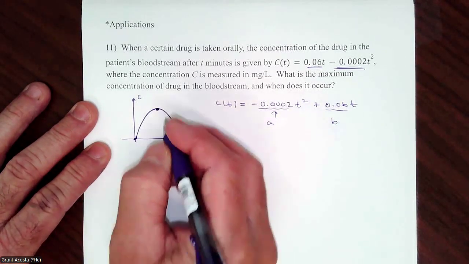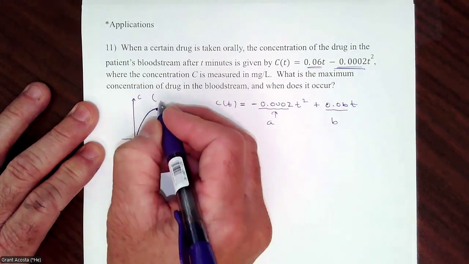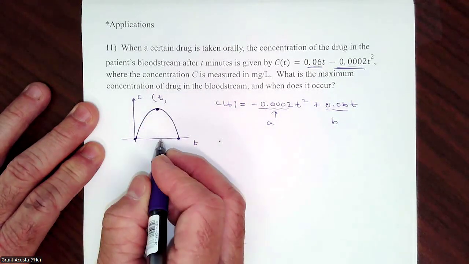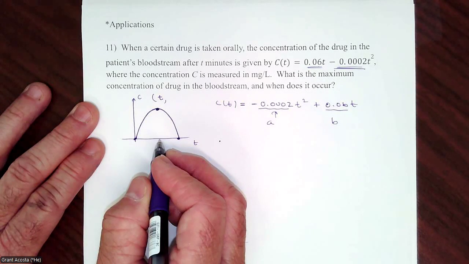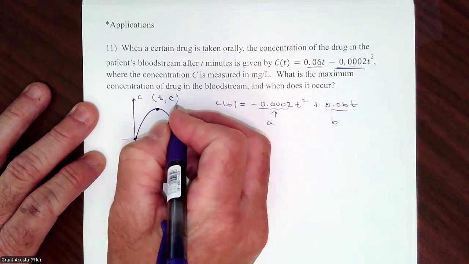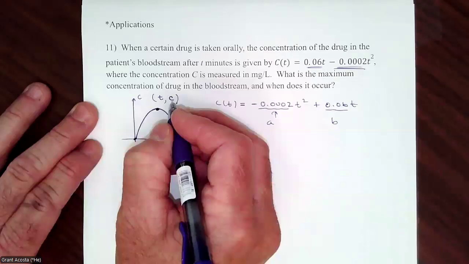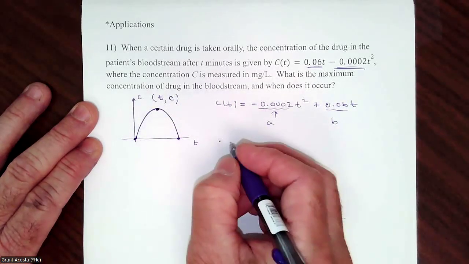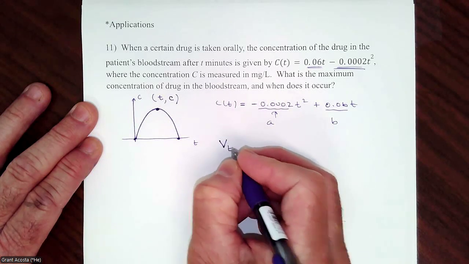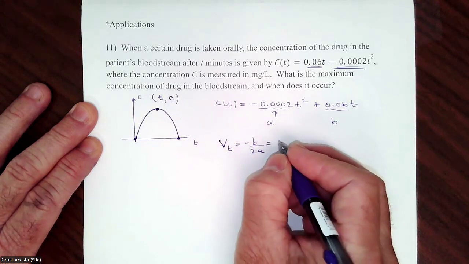Now think about your vertex here. Usually we use X and Y. My vertex, the X coordinate is going to be a time, right? The time it takes for the drug to reach its maximum concentration, and the Y value is going to be the actual concentration of the drug at that time. So X is like T, Y is like C. So instead of writing V sub X like we did before, I would say V sub T is -b over 2a.